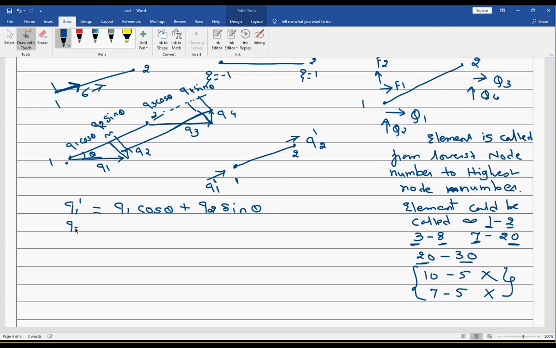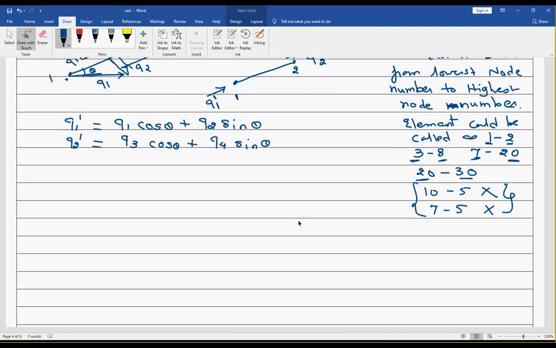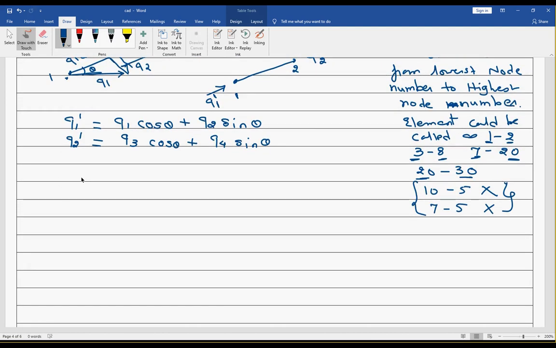Similarly, Q2 dash is equal to Q3 cos theta plus Q4 sin theta. Okay. Now L equal to cos theta and M equal to sin theta.